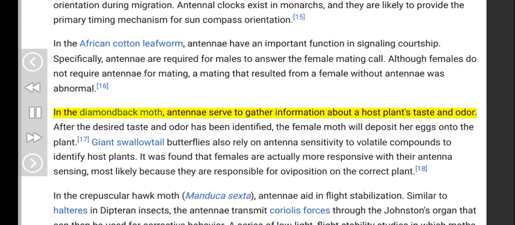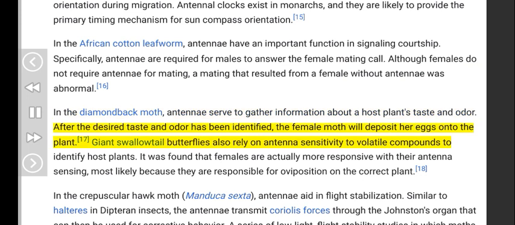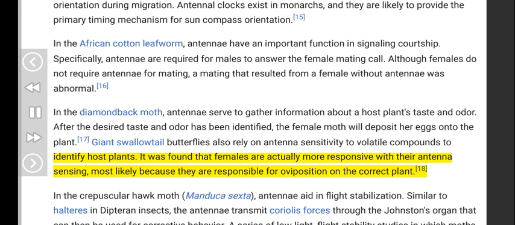16. In the diamondback moth, antennae serve to gather information about a host plant's taste and odor. After the desired taste and odor has been identified, the female moth will deposit her eggs onto the plant. 17. Giant swallowtail butterflies also rely on antenna sensitivity to volatile compounds to identify host plants. It's found that females are actually more responsive with their antenna sensing, most likely because they are responsible for oviposition on the correct plant.